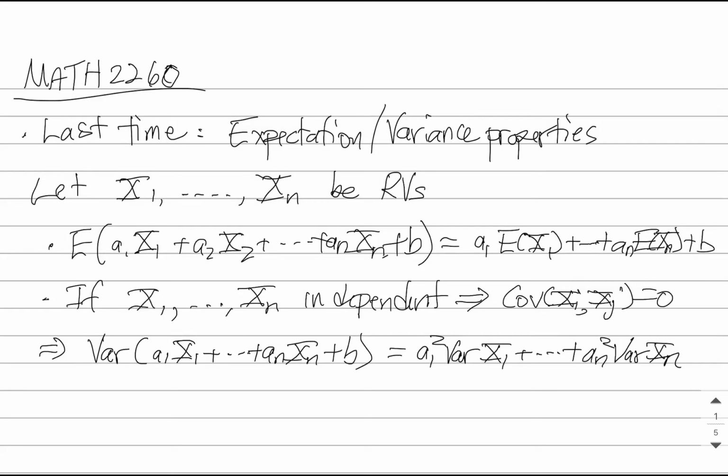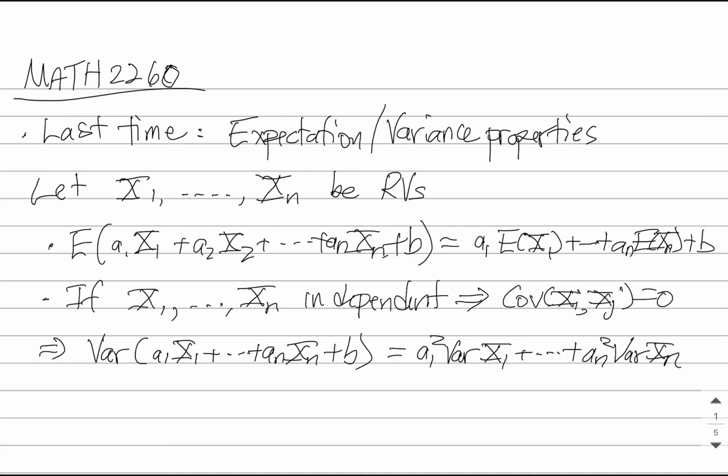Previously, we had talked about properties of expectation and variance. So we extended our ideas to multiple random variables. So if x1 through to xn are some random variables, and it doesn't matter whether they're continuous or discrete, we came up with the property that the expectation of a weighted sum of random variables is the weighted sum of the expectation. So it's just a linear function.